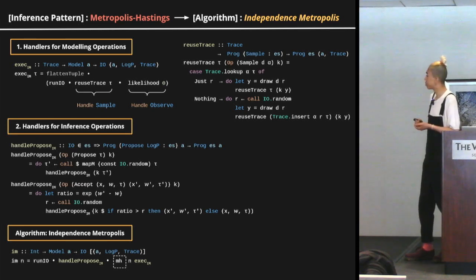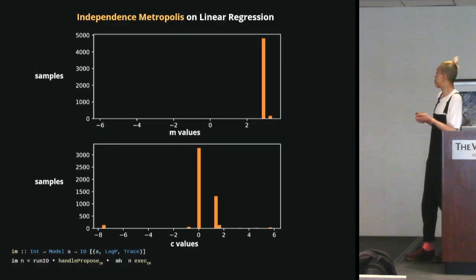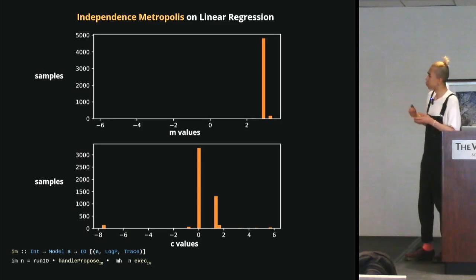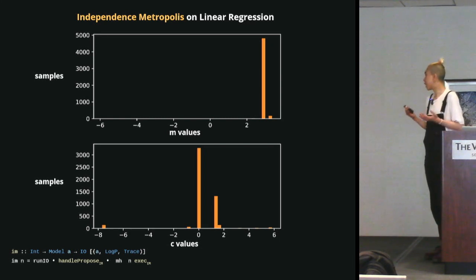Finally, if we then slot in both of these handlers to our inference pattern, we fully implement independence Metropolis. If I were to run this on linear regression, we get back the following graphs. This shows that we prefer to accept samples around m equals 3 and c equals 0, which is great because these were the values we were expecting.